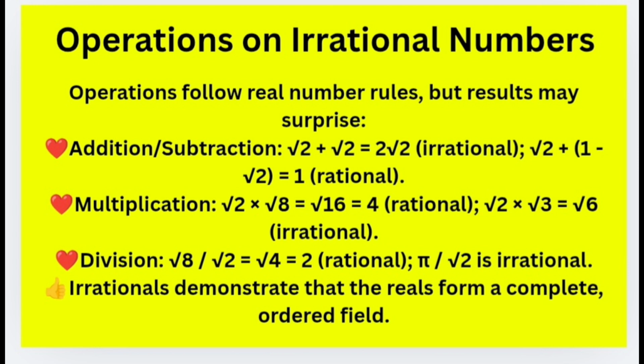The square root of 2 times the square root of 3 is equal to the square root of 6, which is an irrational number. Division: the square root of 8 divided by the square root of 2 is equal to the square root of 4, so the result is positive 2, which is a rational number. Pi divided by the square root of 2 is an irrational number. Irrationals demonstrate that the reals form a complete ordered field.